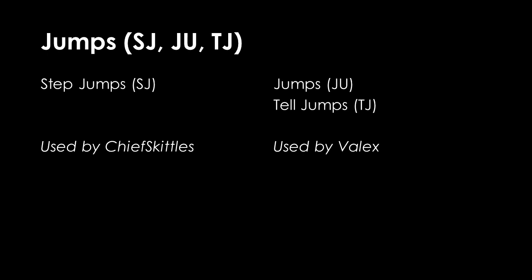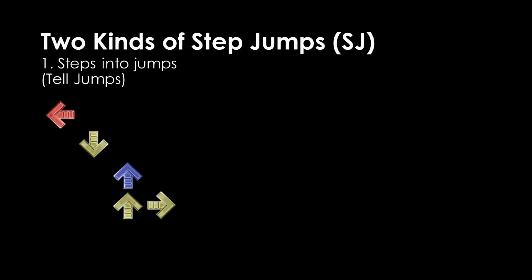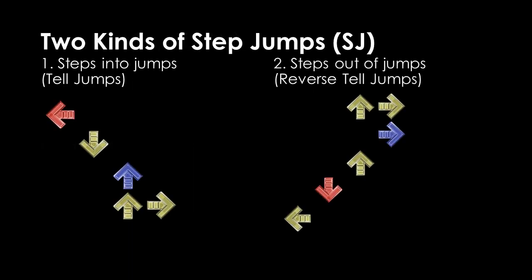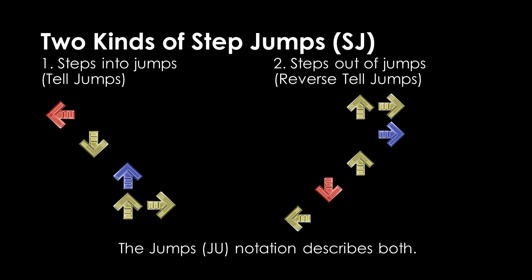I asked him directly about this, and he said he'll probably just use the JU notation going forward. Even though TJ is something only used by Valix, I wanted to include this detail just to clear any confusion in case you see it. Step jump patterns happen in the form of steps going into jumps, sometimes called tell jumps, and steps coming out of jumps, sometimes called reverse tell jumps. The JU notation can be used to describe both.